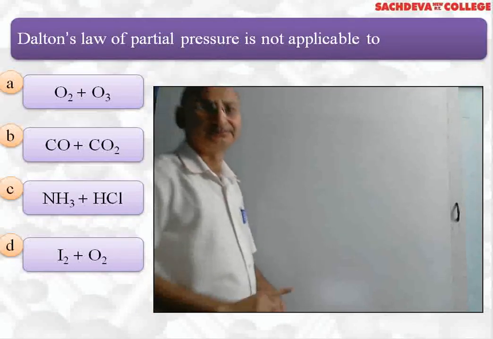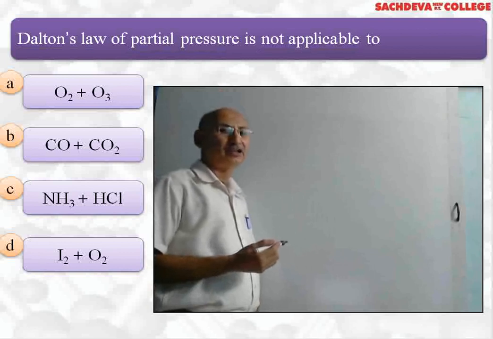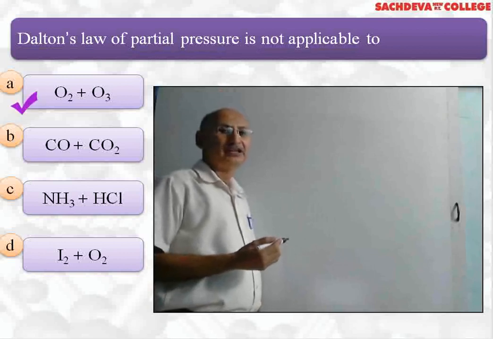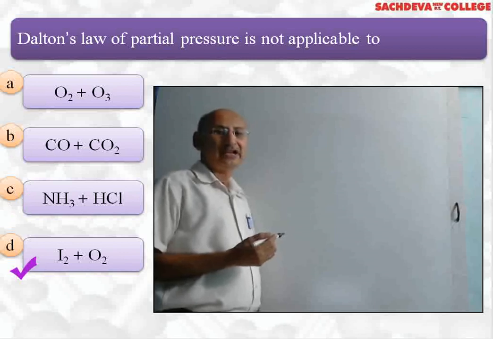Next question. Dalton law of partial pressure is not applicable to which of the following? A part oxygen and ozone. B part carbon monoxide and carbon dioxide. C part ammonia and HCl. D part iodine and oxygen.